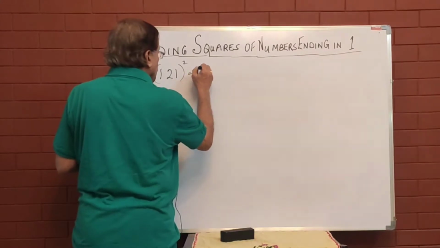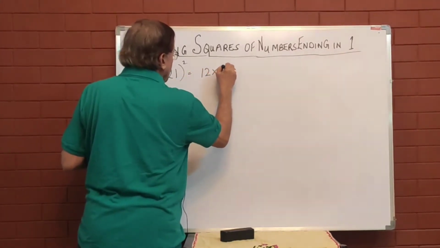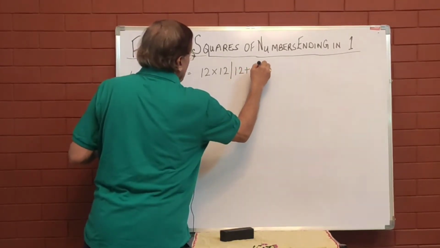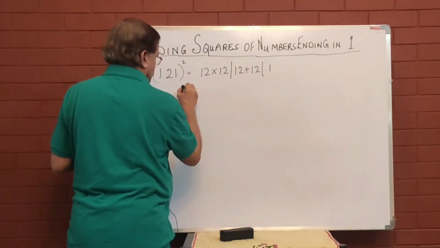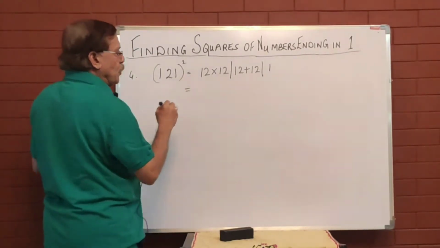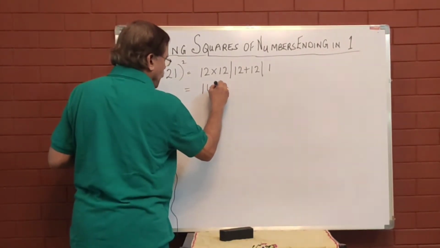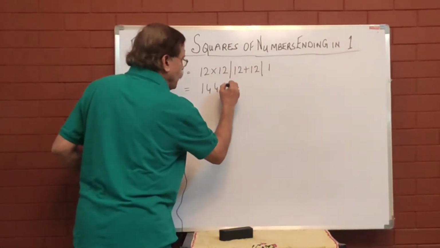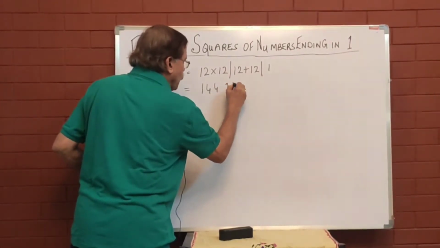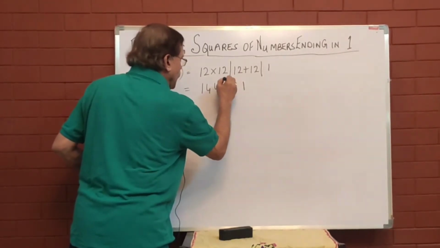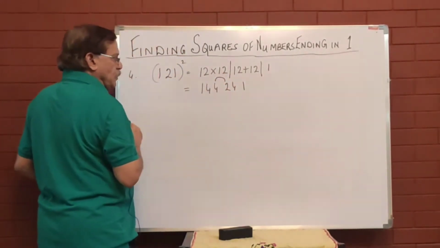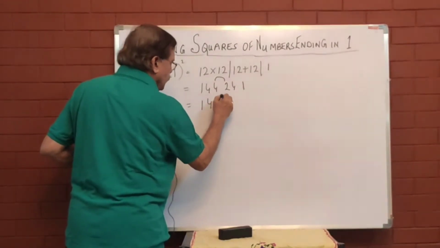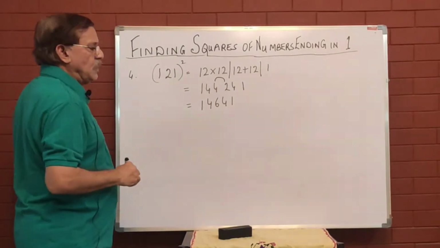121 square means 12 multiplied by 12, 12 plus 12, and 1. So 12 multiplied by 12 is 144. That is the first part. The second part is 12 plus 12, 24, and 1. And this 2 will be added to 4. So the final answer you will get is 14641. This is your answer.